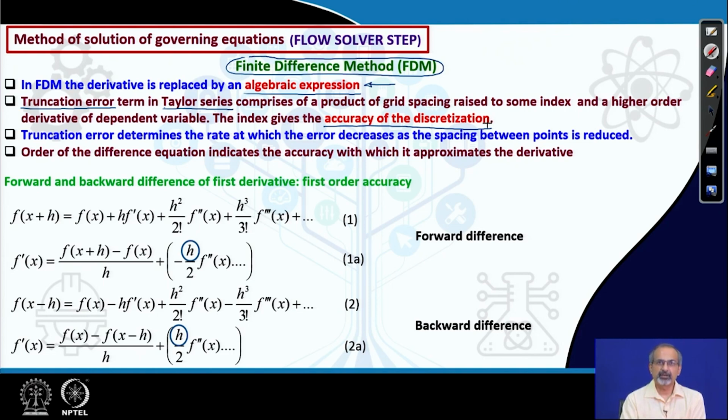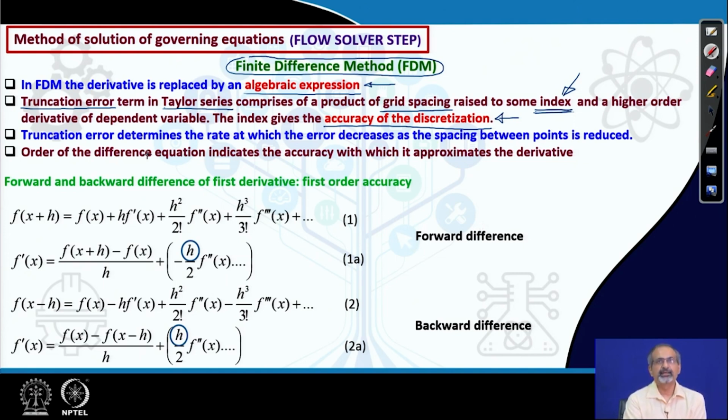So, the first term that we have in the truncation error gives an indication of the accuracy of the discretization. We will find that that first term contains the product of the grid spacing that we use raised to a certain index, and it is multiplied with a higher order derivative of the dependent variable. In order to work out the accuracy of the discretization, we have to have a close watch on the index of the grid spacing. We will be able to understand it better in a couple of minutes from now.